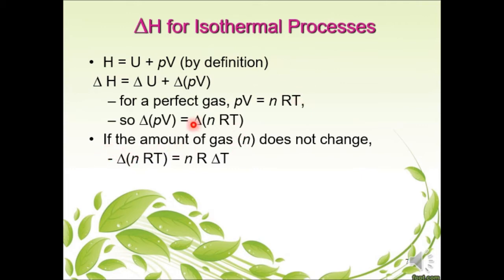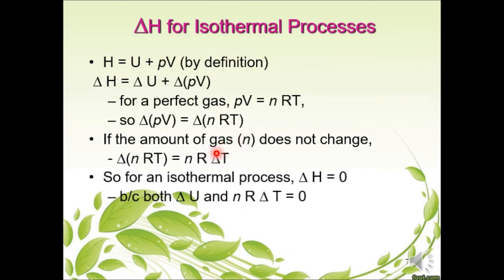So if the amount of gas does not change, we put n outside, it does not change, as well as of course the constant gas R. So the one that changes is the temperature. So for an isothermal process, this is the keyword, isothermal process, the enthalpy change would be 0. Enthalpy is 0 because both the internal energy as well as nRT are also 0.